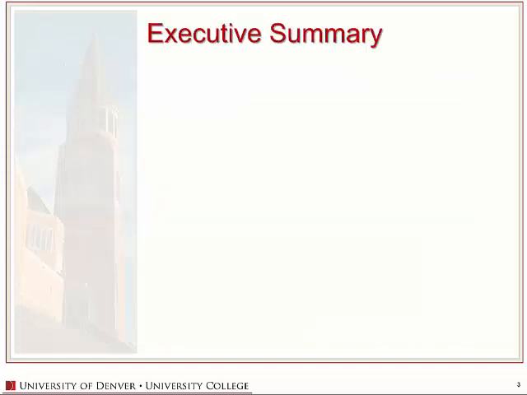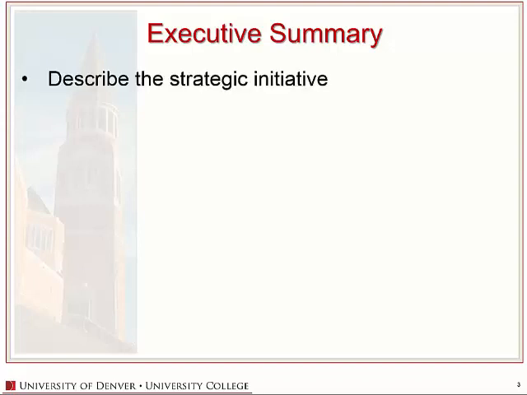As with all documents, we're going to begin with the executive summary, and like all executive summaries, it's something that while it comes first in the document, you write it last. And in the executive summary, you want to describe the strategic initiative, but you want to describe it in such a way that it's relevant to the people who are actually going to do the work. So you want to summarize the key points of your business requirements document within this description of your strategic initiative.